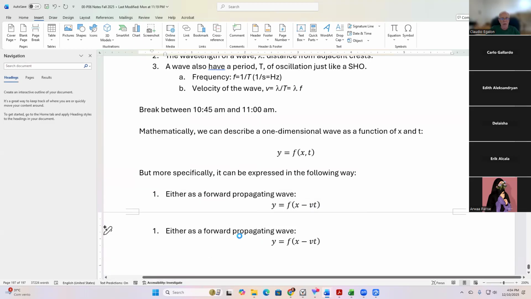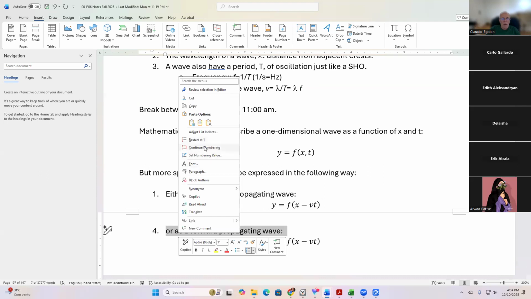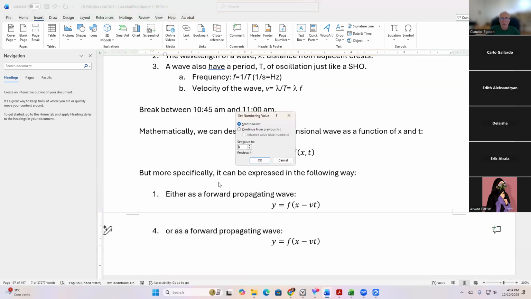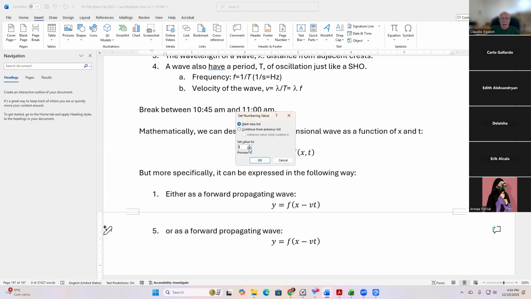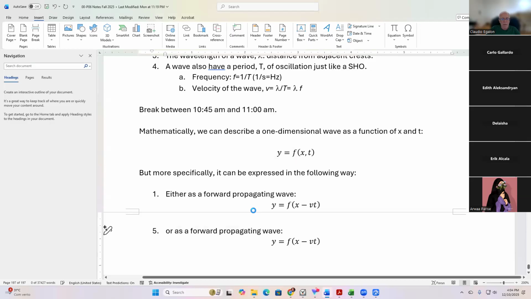Let's see. Oh, it takes so long. Or, why did he put 4 here? Restart. Set numbering value. It's easier to set numbering value. Or 2. Oh man, takes so long. And when it's 2, here you go. Can you place a 2 there for me?